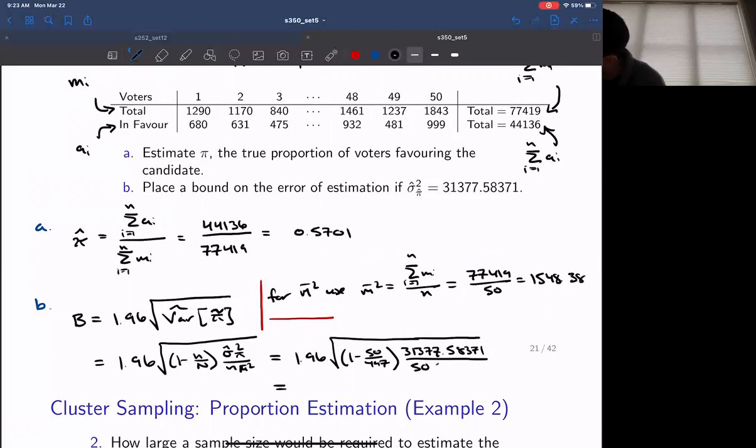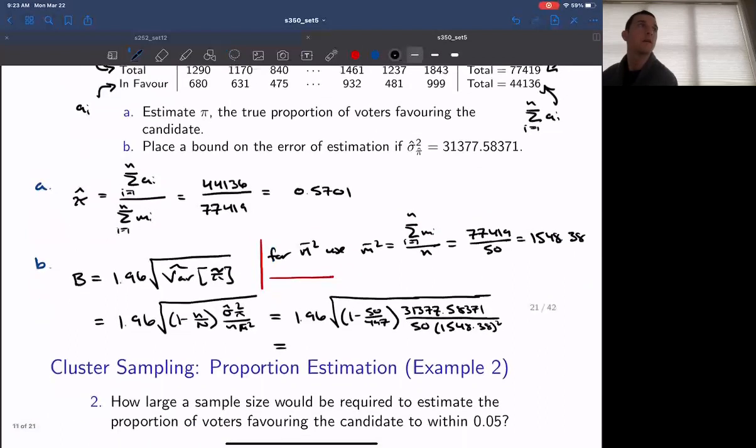Okay, so here we now have 1,548.38 squared. Okay, and that should give us 0.0300731.